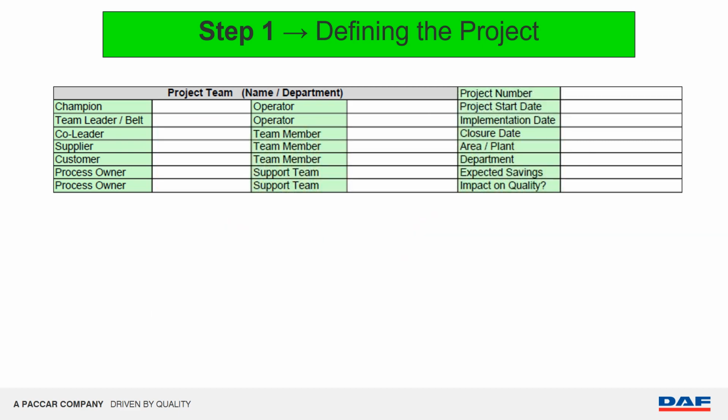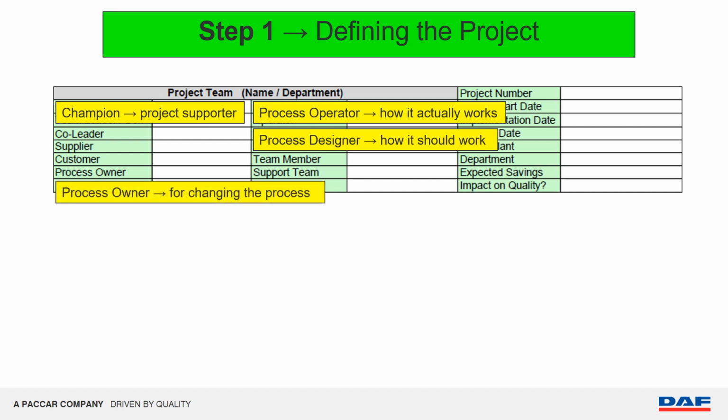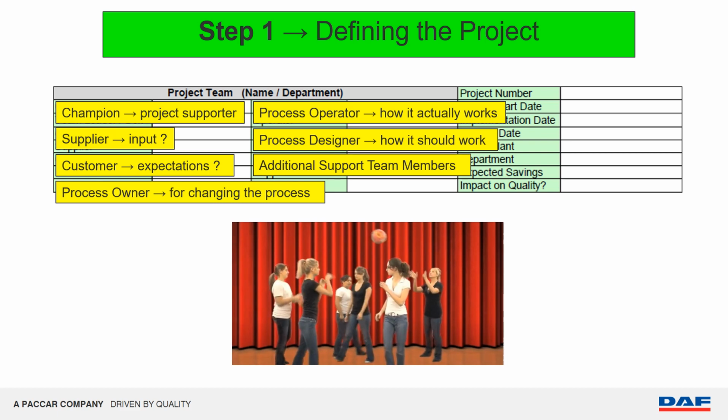Your core team should always include your champion, which is your project supporter, the process designer, he or she knows how it should work, the process operator, this person knows how it actually works, the process owner, for when you want to make changes to the process, the customer, to find out what is of value to him or her and what is not, and the supplier, when the supplier is supplying something you use as input for your process. Feel free to add more supporting team members when necessary, because remember, the more eyes, the better.